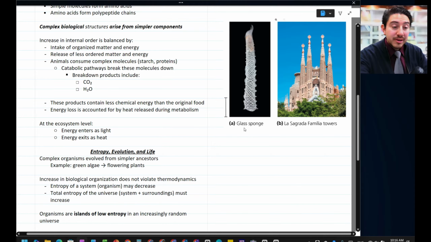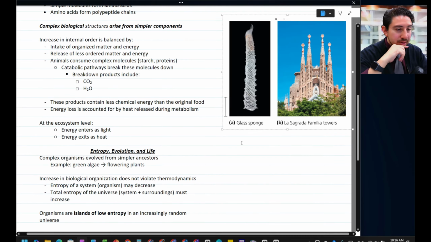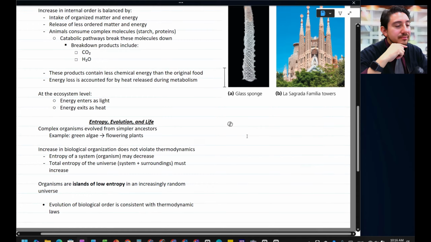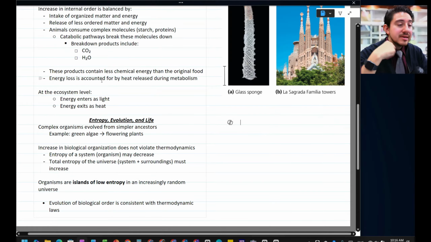Let's say in a glass sponge, this structure that it has here. It doesn't really have a skeletal system, but just this structure. Architects have modeled, from living organisms, these very organized structures, as in the picture you see here. So the products contain less chemical energy than the original food. Energy loss is accounted for by heat.